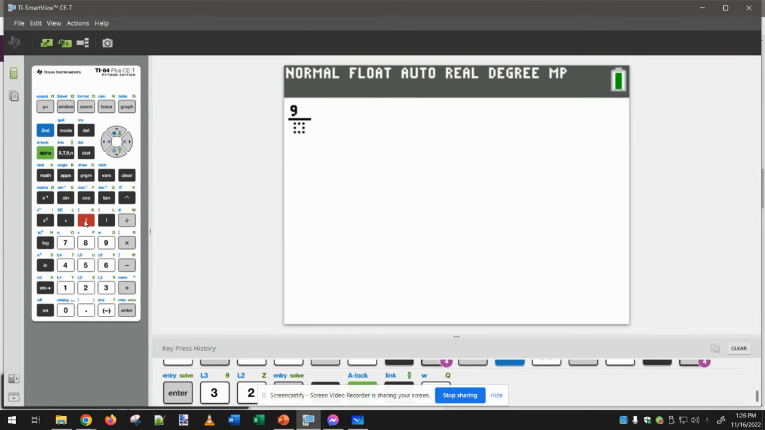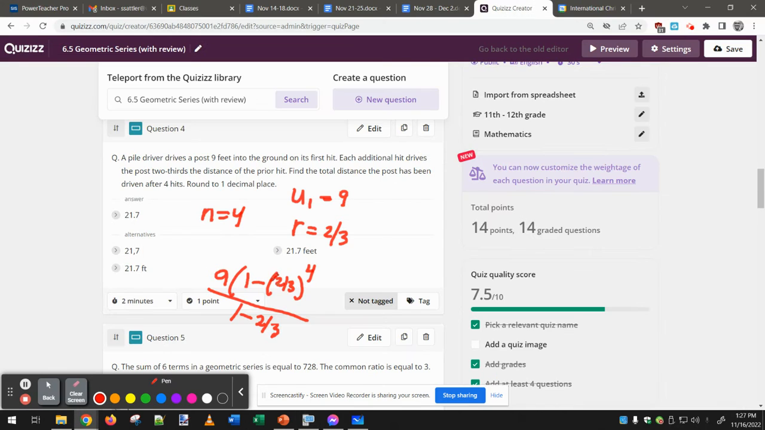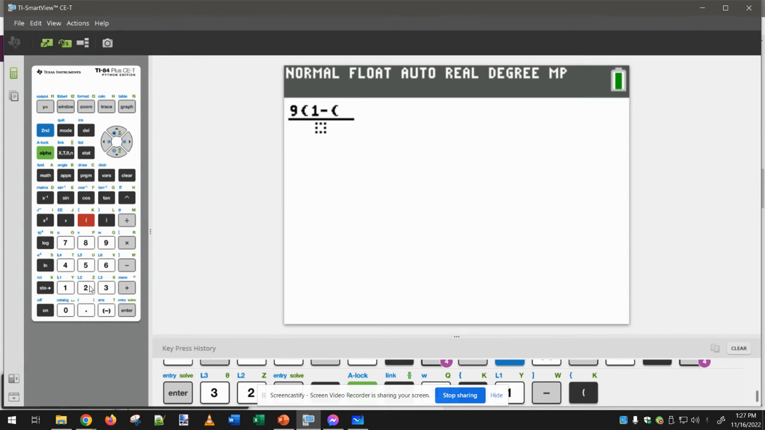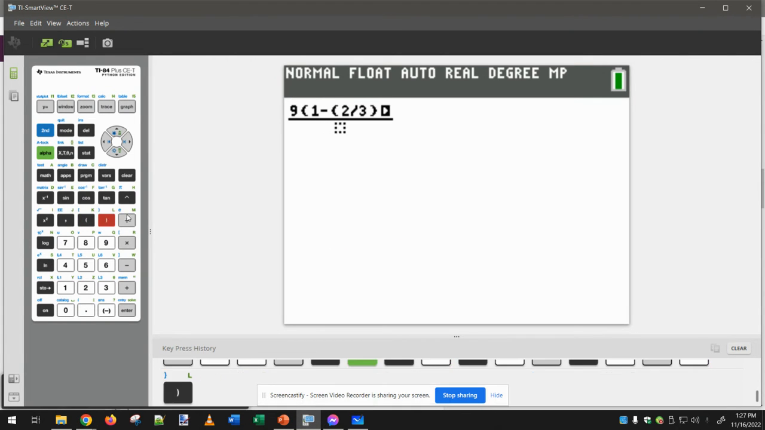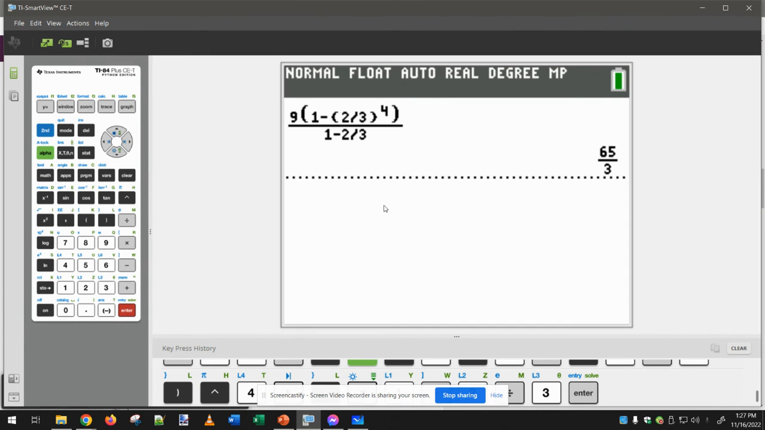9 parentheses, and just type it in exactly how I have it here with parentheses around the 2/3, just to be careful, to the power of 4. Close the big parentheses, and then on the bottom, we can do 1 minus 2/3, and we don't need parentheses here. And calculator's going to tell me 65 over 3.